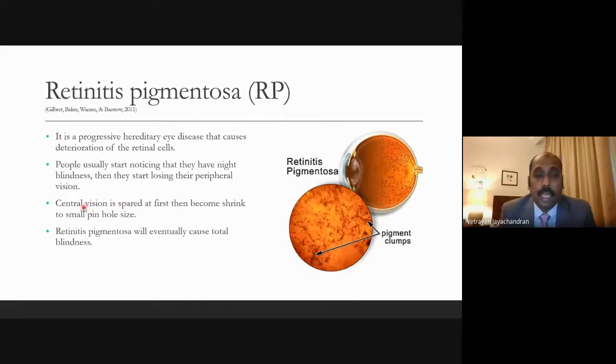Initially the central vision is spared, so they have peripheral visual loss. The central vision will be there, but when the condition becomes more progressive, the central vision also shrinks, and they can see only a pinhole-sized image. Retinitis pigmentosa may even cause total blindness for patients.